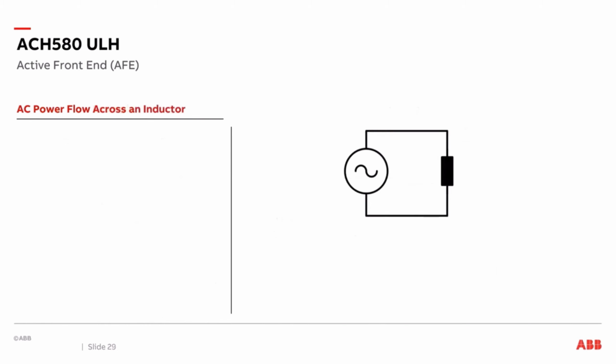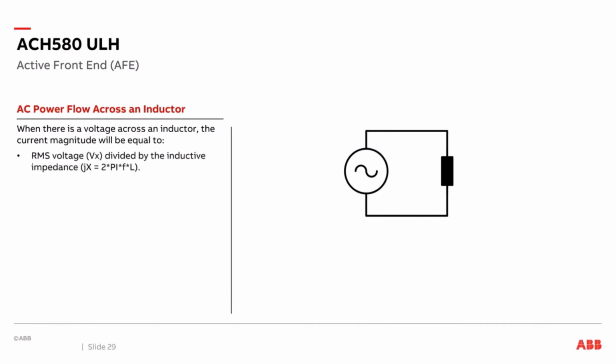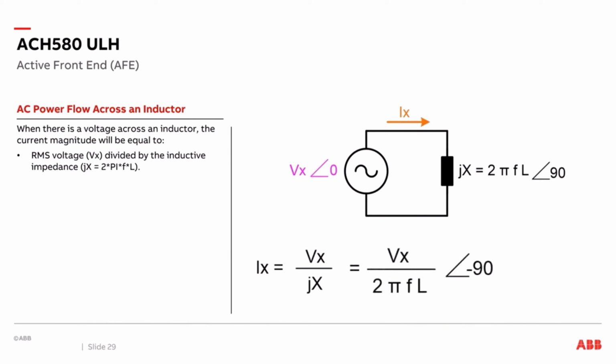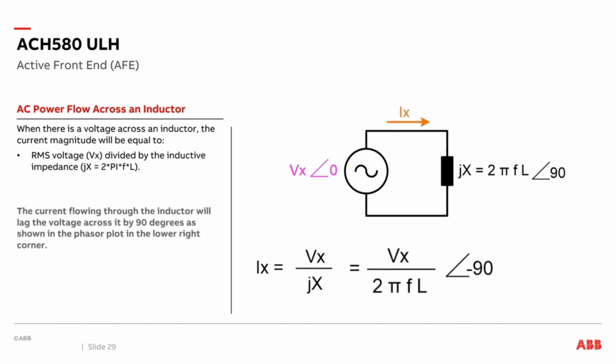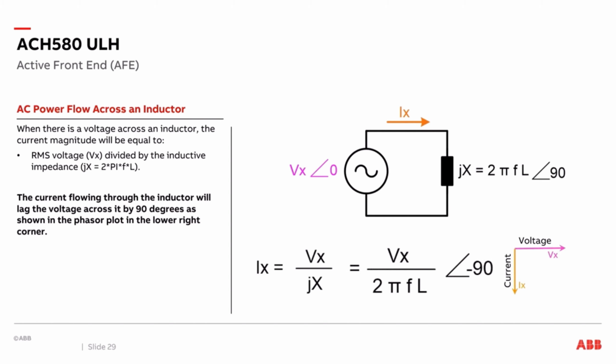Let's talk about AC power flow across an inductor. When there's a voltage across the inductor, the current magnitude will be equal to the RMS voltage divided by the inductance impedance, shown here. It'll also have a phase angle of negative 90 degrees. The current flowing through an inductor will lag voltage across it by 90 degrees, as shown as a phasor plot in the lower left corner. So we have a voltage and a lag of 90 degrees in current going through the inductor.